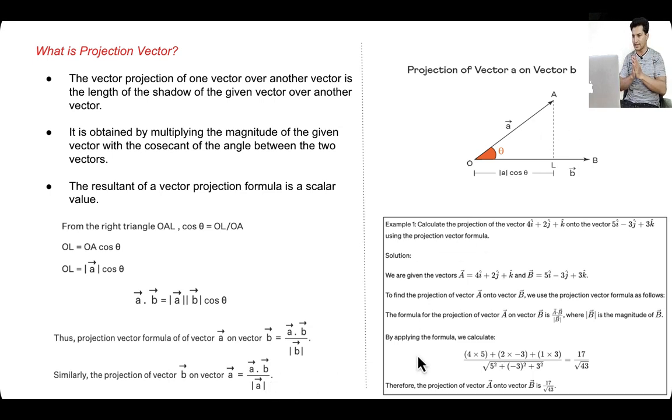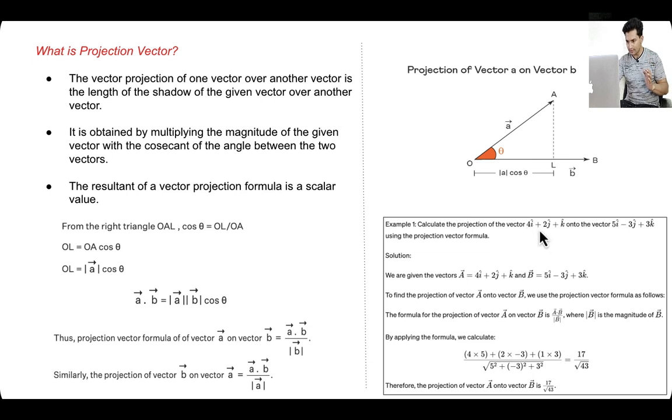So this is the formula for vector projection, and the idea is that no matter which vector you have, you can always project it onto another vector, and we can find the magnitude of the projected vector through these formulas. Let's do an example. Suppose we want to project the vector 4i + 2j + k onto another vector 5i - 3j + 3k.